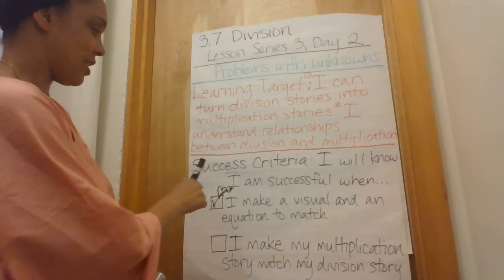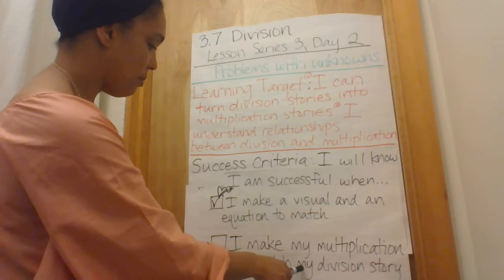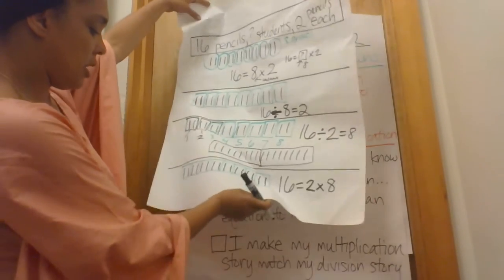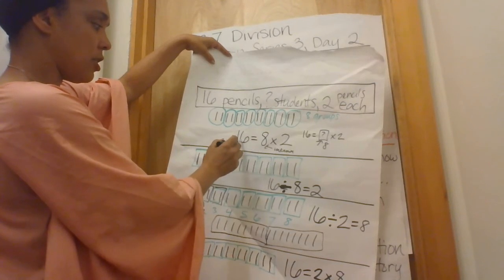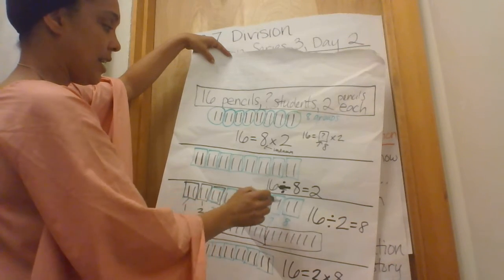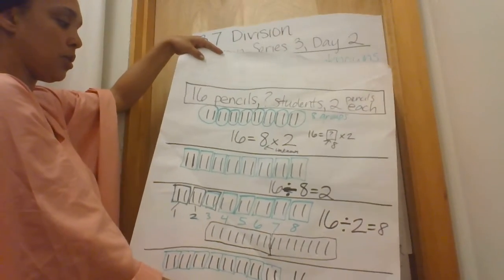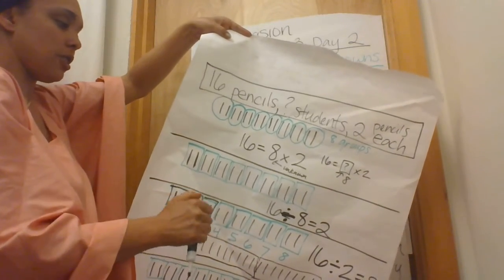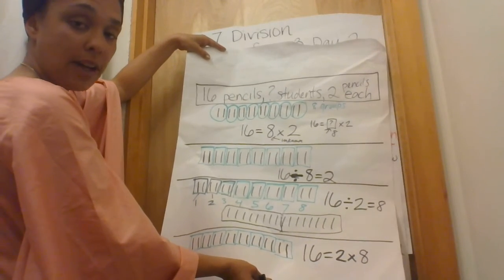So, second success criteria. I will know I am successful when I make my multiplication story match my division story. Did we do that? Let's look back. So our multiplication story, does it match our division story? So here's our multiplication: 16 equals 8 times 2. 16 divided by 8 equals 2. So we can see here the relationship between the multiplication and the division, right? We can see the relationship and understand that it's the same thing. Although it is different, it is in fact the same, right?